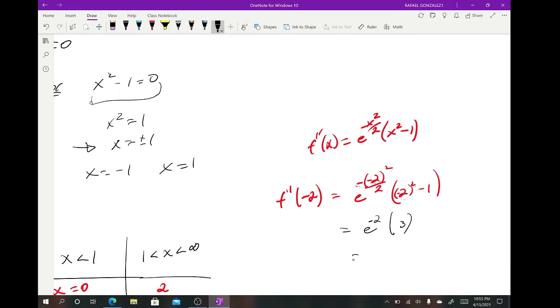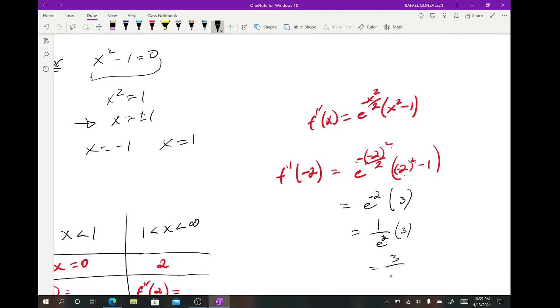Now, don't be fooled by this negative number here. Remember, we have a negative exponent. When we have a negative exponent, we simply write it as 1 over the expression with the positive exponent, so times 3. So this is simply equal to 3 over e to the 2. Now, this is a positive number. This is bigger than 0.